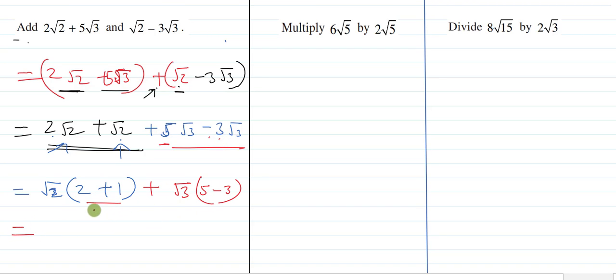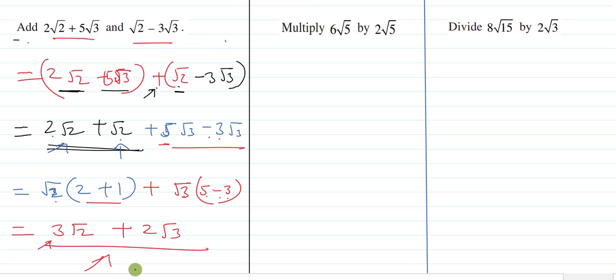So this will be 2 plus 1, 3. 3 root 2. Always write the root 2 term at the end. Plus this will be 2 into root 3, 2 root 3. This will be my last answer of addition of these two irrational numbers. It is also an irrational number. Okay.